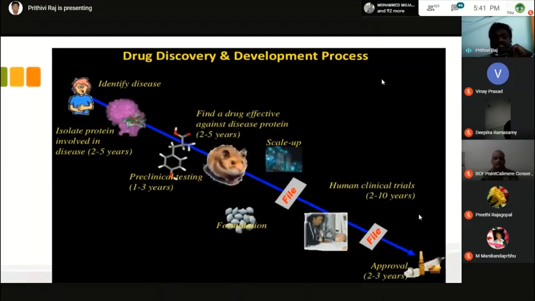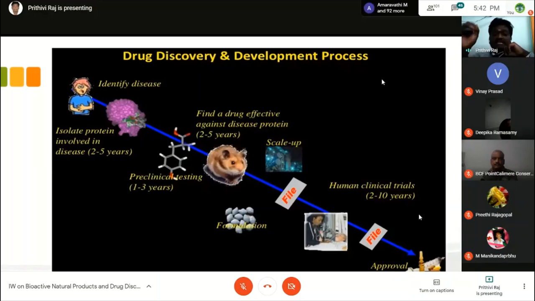Then only it will come for the scaling process, I mean the marketing process, to the pharmacy or pharma company. That is called formulation. Then you have to go for a patent. If you find that a drug is effective in an animal model, in silico model or in vivo model, and it is filed and approved by the FDA, then you can go for the patent. After the patent and FDA approval, it will come for the clinical trials.